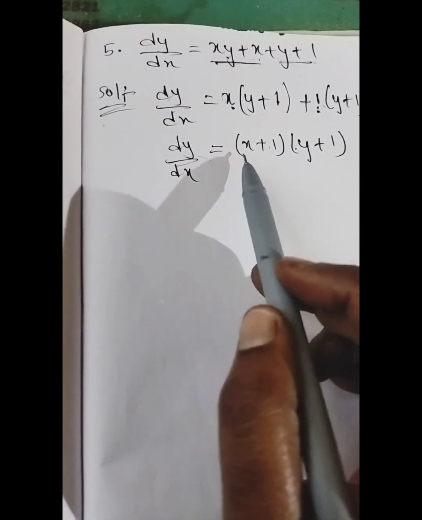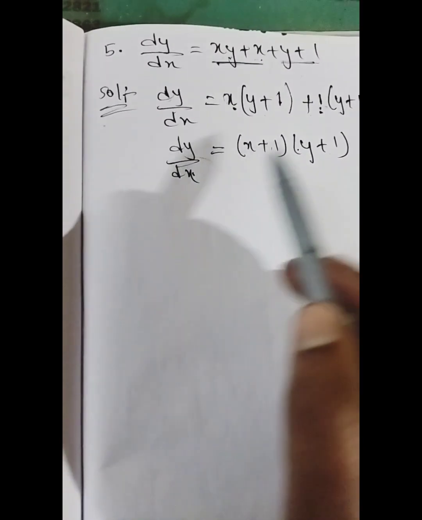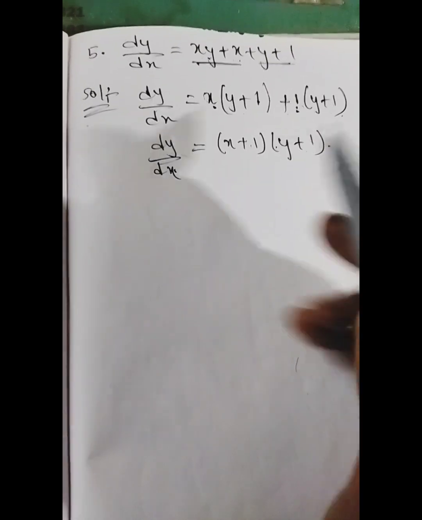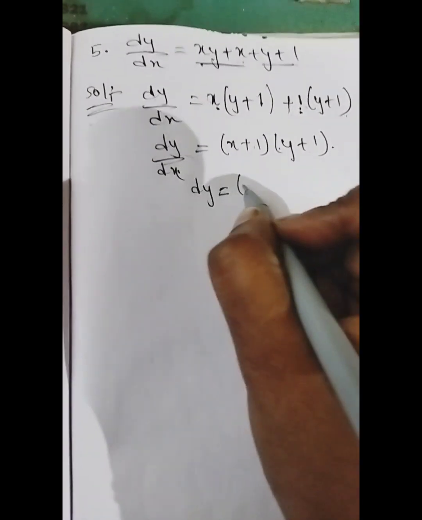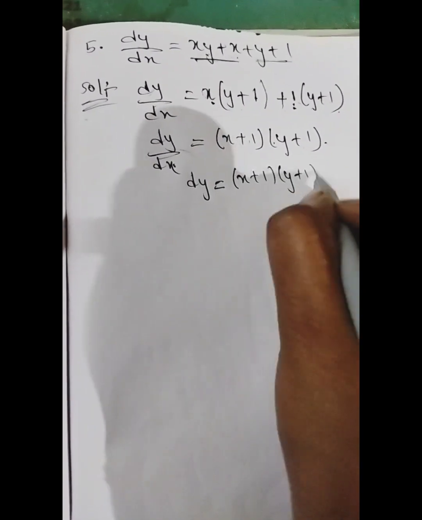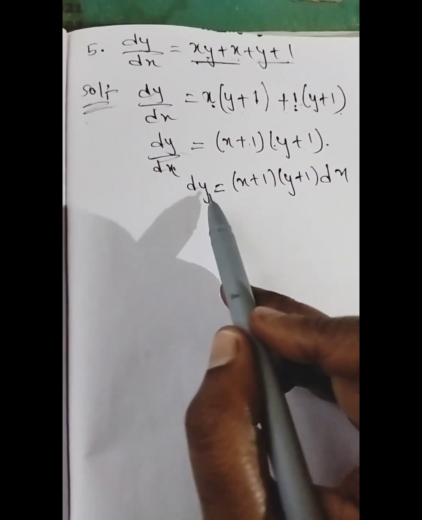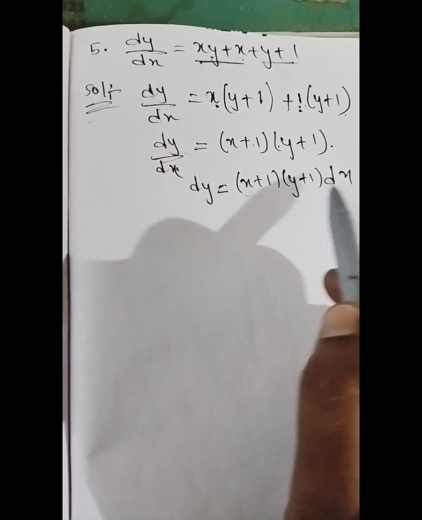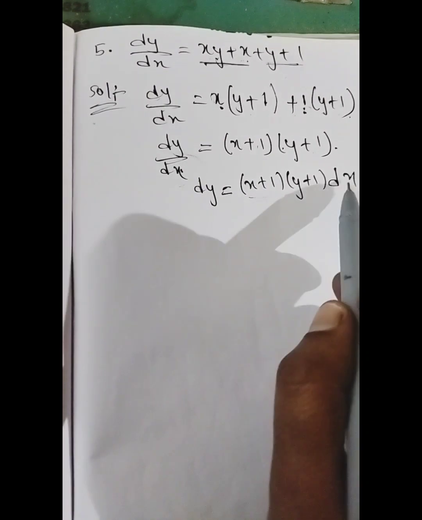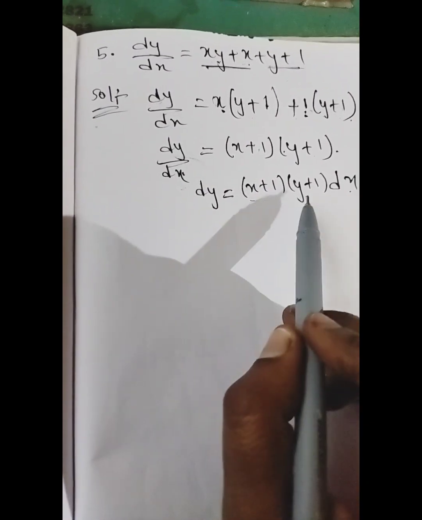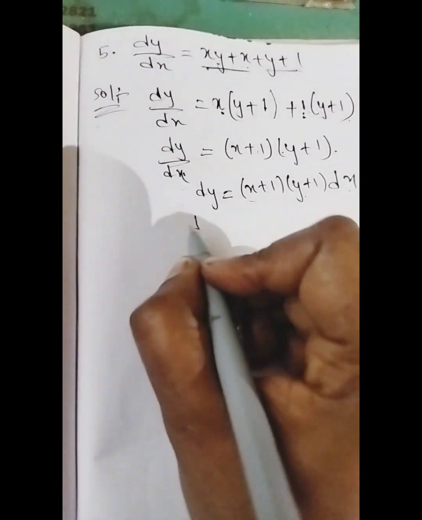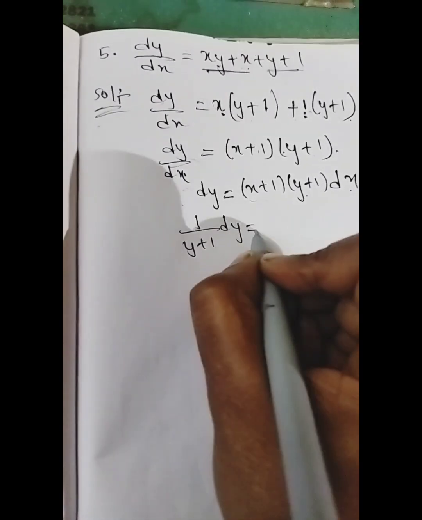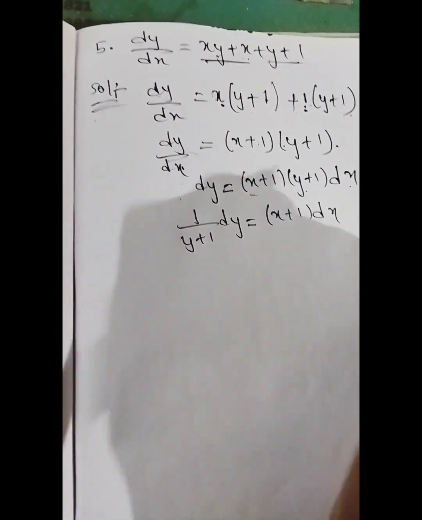Next thing we need to do here is take this dx term to the right hand side. So what do you get? dy equal to x plus 1 into y plus 1 into dx. Now you can check here, I have x term, y term and dx term. So what should not be there in this term? Y term should not be there here. So send that to the left hand side. What you'll get? 1 by y plus 1 dy equal to x plus 1 into dx.